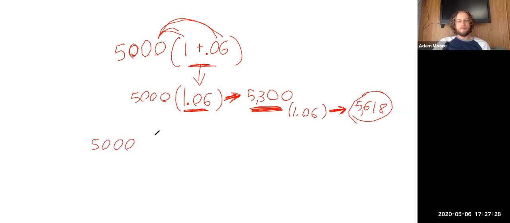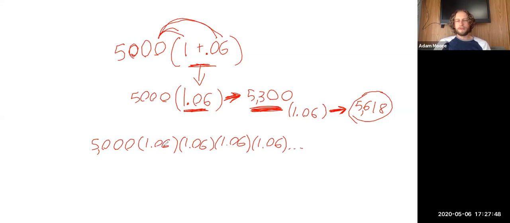We'll start with our 5,000. We know that's how much we invested, and then I'll times it by 1.06, and then that answer, I'll times that by 1.06. And if I wanted to do more years, I could just keep timesing those by 1.06, and it'll just keep on timesing by 1.06.